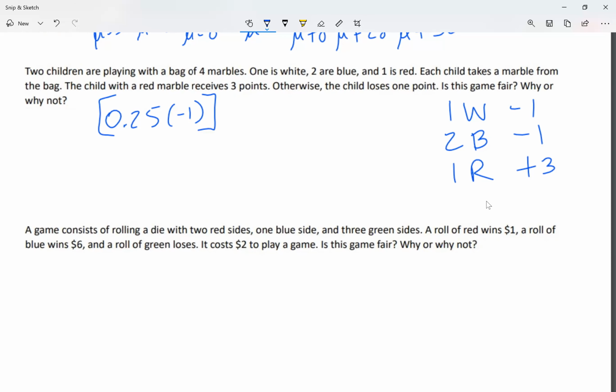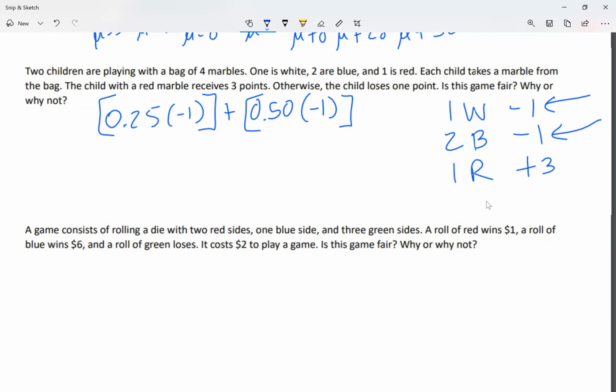Why by -1? Because the child loses a point if he gets a white. Okay. And then let me add another probability. What's the probability of getting a blue? 0.50, because there's 2 out of 4. 0.50, and let me multiply this by -1. Why? Because the child loses a point if he gets a blue.